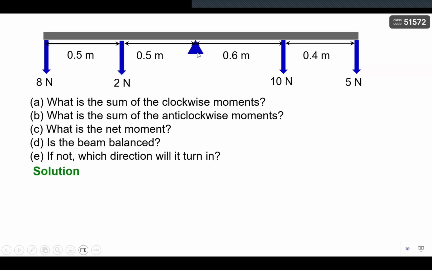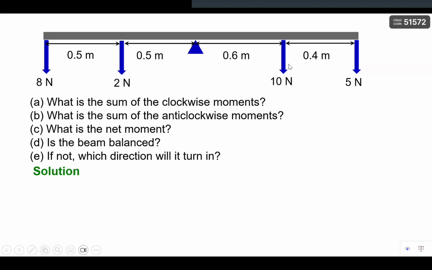I hope you should be able to identify that my clockwise moments are caused by this 10 newtons as well as this 5 newtons. Just take note that I have two forces that cause clockwise moments. So the clockwise moments consist of two different clockwise moments. I have one clockwise moment caused by 10 newtons and one caused by 5 newtons. You cannot add them both up. I cannot have 10 newtons plus 5 newtons, then I have 15 newtons, and my total distance is 0.6 plus 0.4. I cannot do that. I need to count the individual moments.